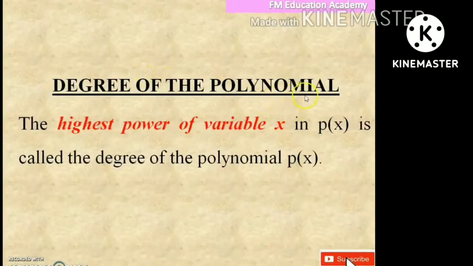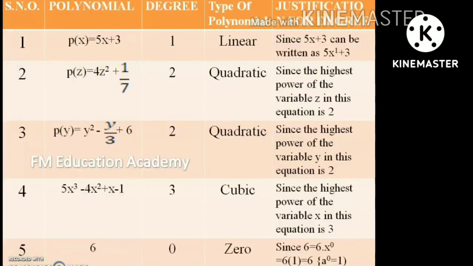What do we mean by the degree of a polynomial? The highest power of the variable x in p of x is called the degree of the polynomial p of x. For example, here I have p of x equals 5x plus 3. Why is the degree 1? Because 5x plus 3 can be written as 5x power 1 plus 3. This is the highest power in this expression. That is why the degree is 1, and it is a linear polynomial. Why? Because any polynomial whose degree is 1 is called a linear polynomial.